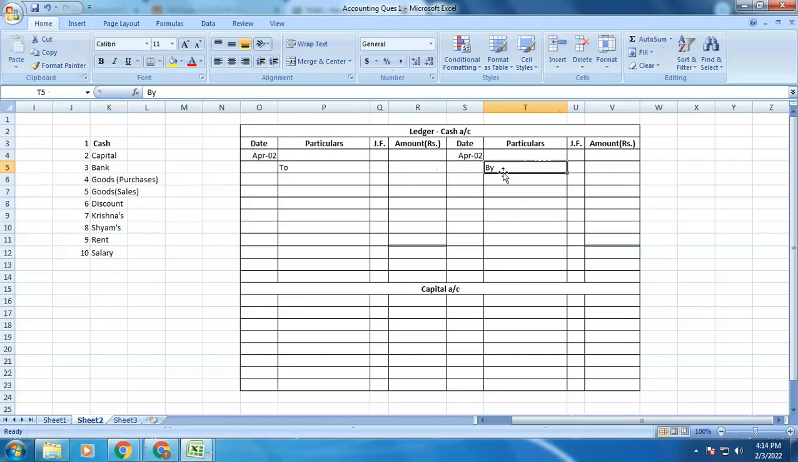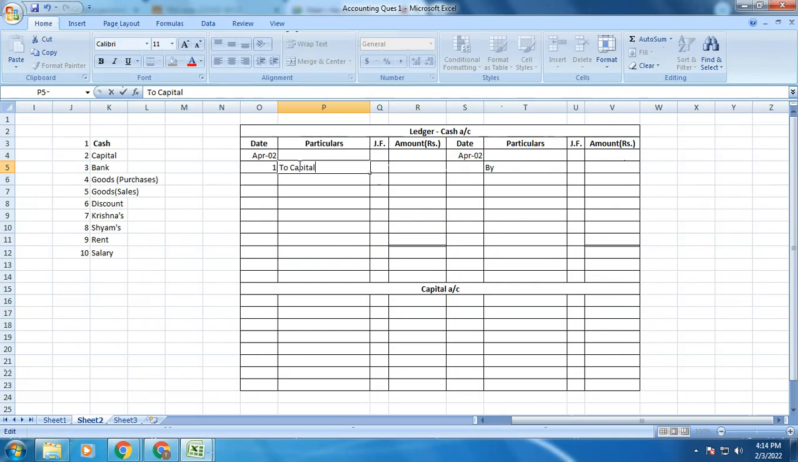Now we are making the ledger of cash. Because cash account is being debited in this transaction, this will be recorded in the cash account. Number two, because cash is being debited, we will write it on the debit side. So I write 1st of April 2002. On the left hand side, we use the prefix 'to', and here I will write the name of the account which is being credited.